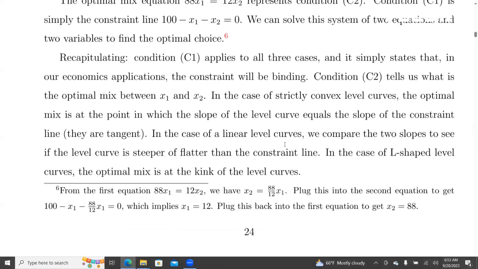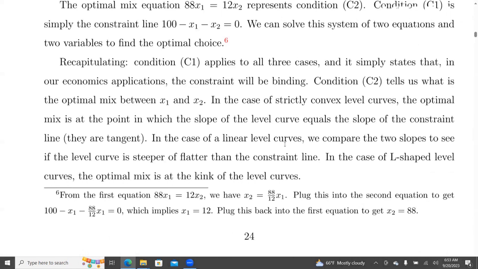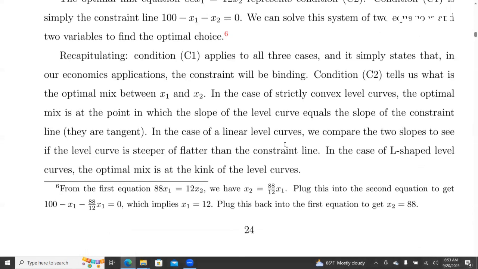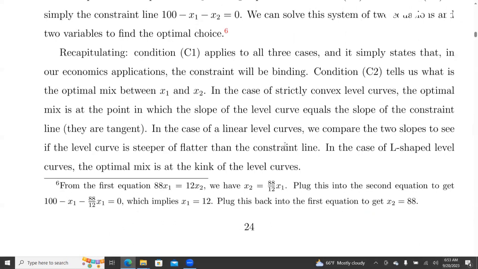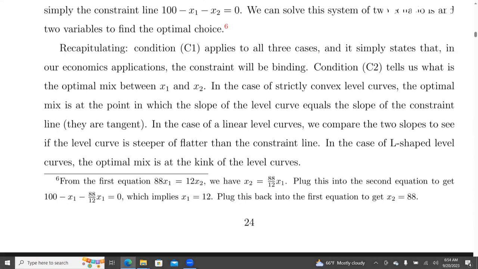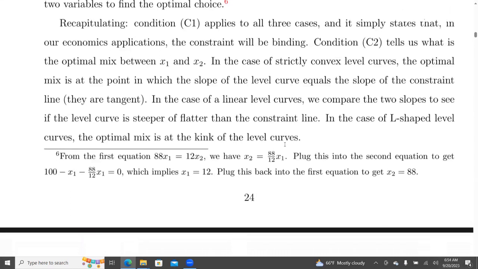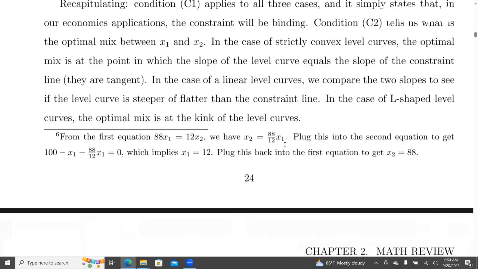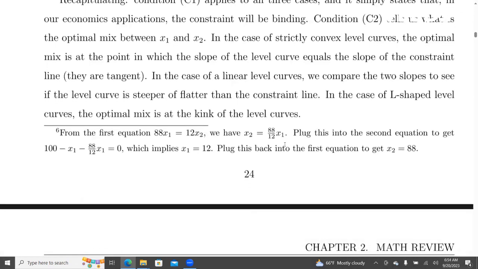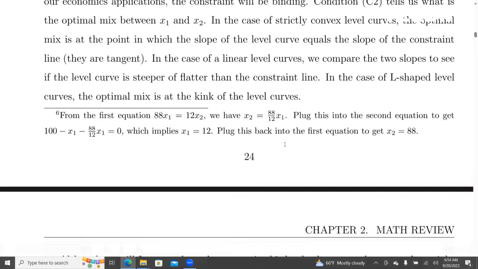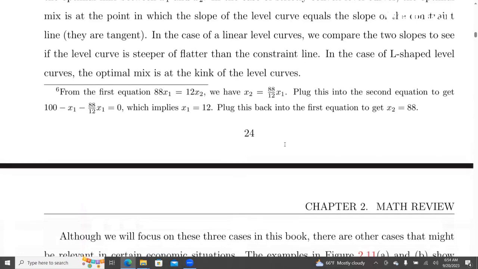Okay, so recapitulating, condition 1 applies to all three cases and simply states that in our economic application, the constraint will be binding. Condition 2 tells us what is the optimal mix between x1 and x2. In the case of strictly convex level curves, the optimal mix is at a point in which the slope of the level curves equals the slope of the constraint line. They are tangent. This is just reviewing everything. In the case of linear level curves, so it's just kind of reviewing.